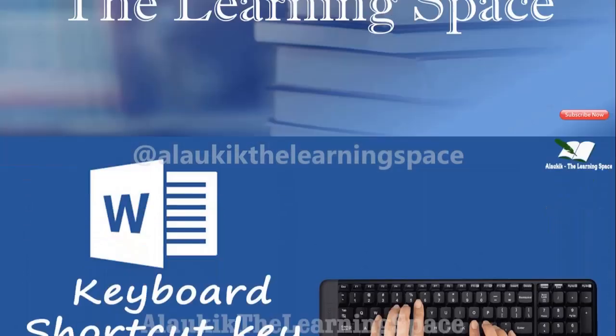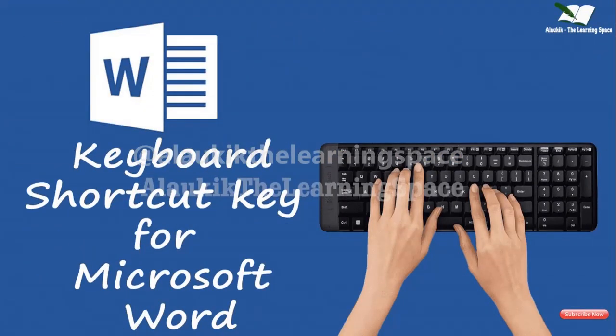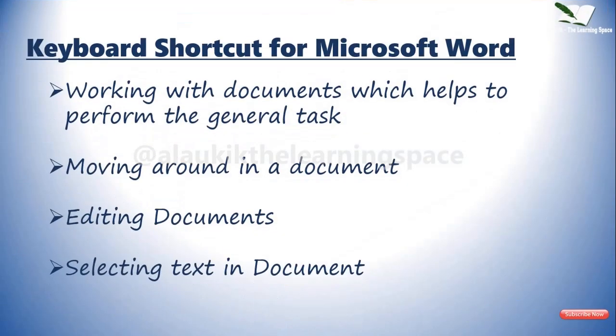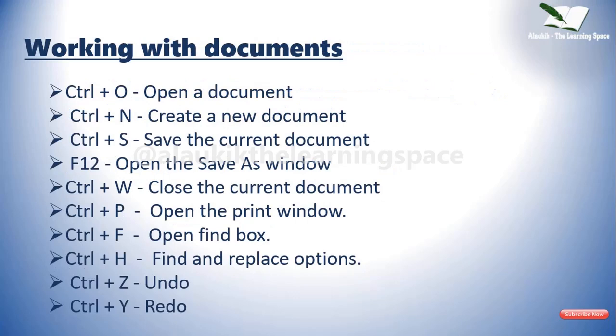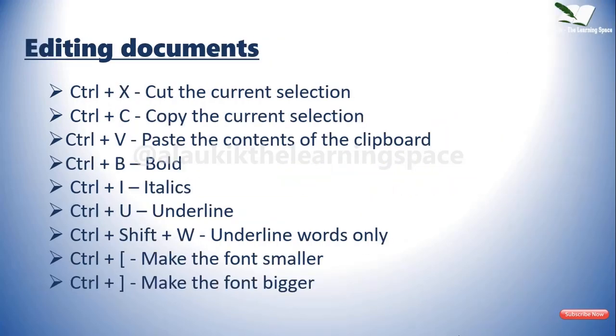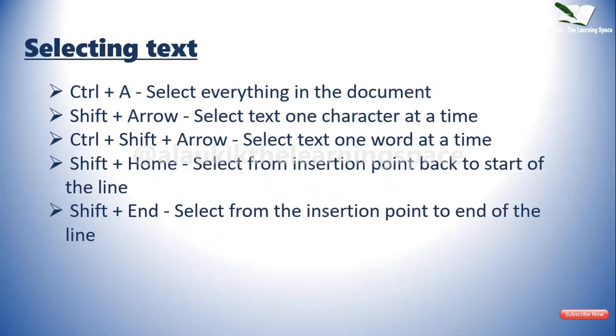Today we are going to continue our topic of keyboard shortcut keys for Microsoft Word. As I said, I divided the shortcut keys into 4 segments. In my first video, I have covered the first 2 segments, that is the shortcut keys for working with a document and for moving around in a document. If you haven't gone through it, I have mentioned the link below in the description box. In this video, we are going to cover the shortcut keys for editing a document and for selecting text. So let's start our work.